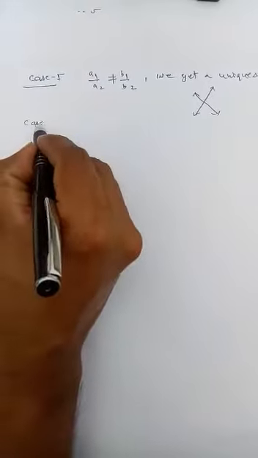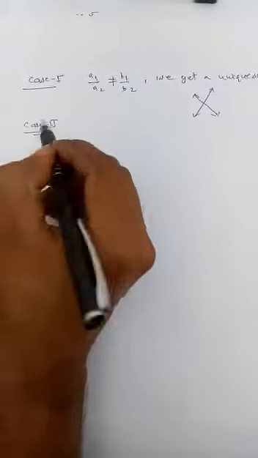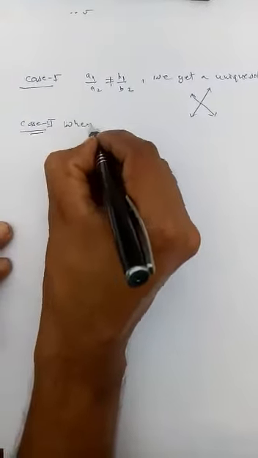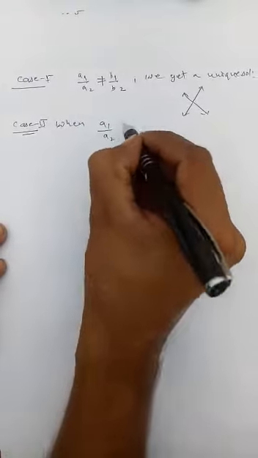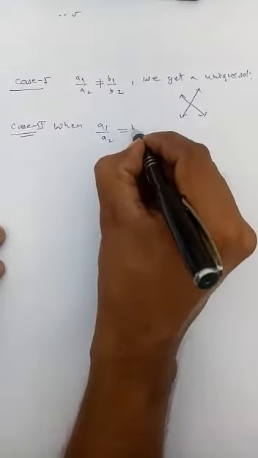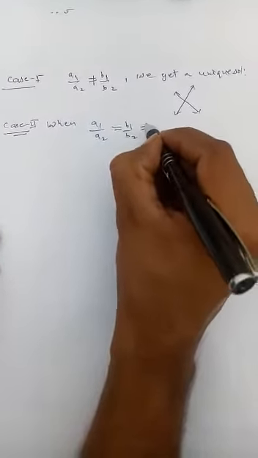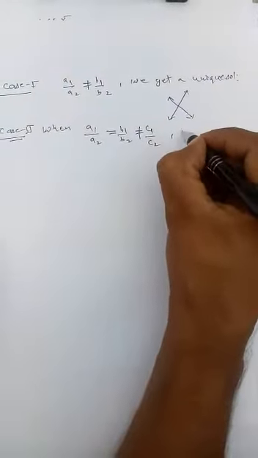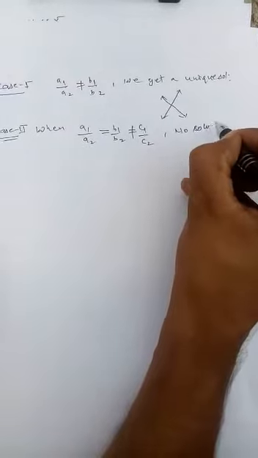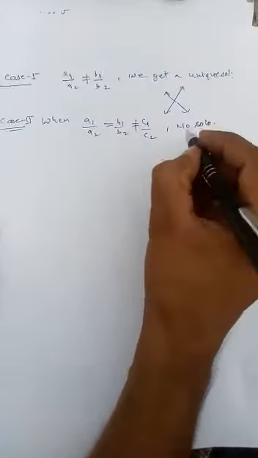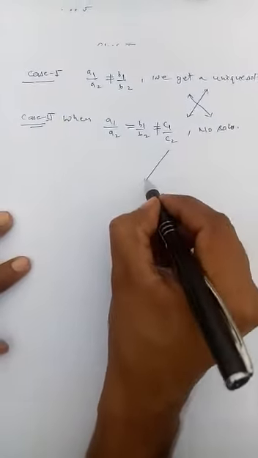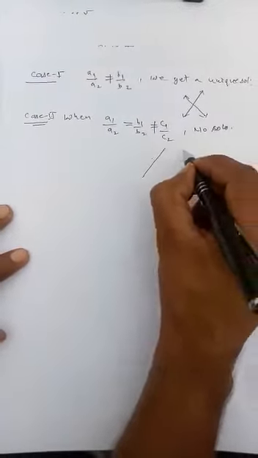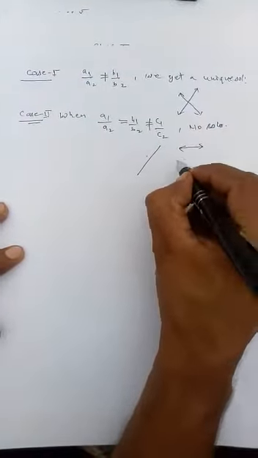Now we have case second, that is when we have a1 upon a2 equals b1 upon b2 not equal to c1 upon c2. That means there will be no solution of the given equations, and graphically we will get parallel lines on a graph paper once we have no solution.